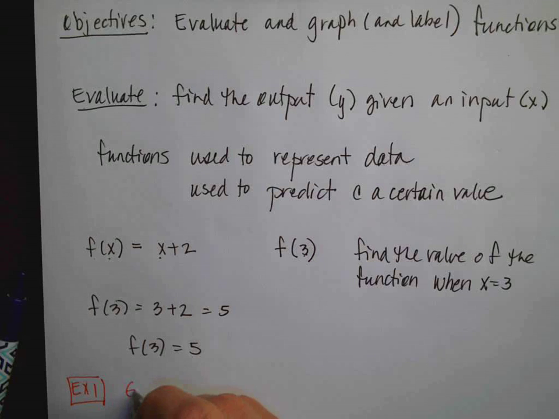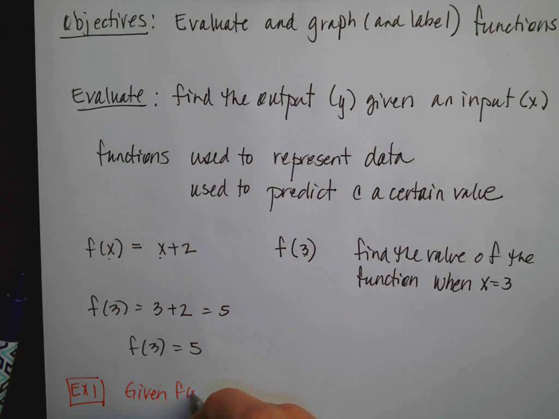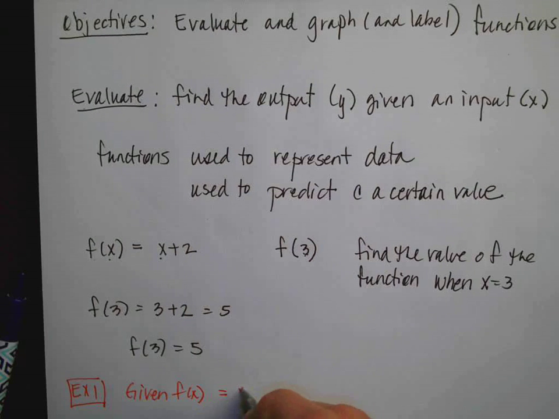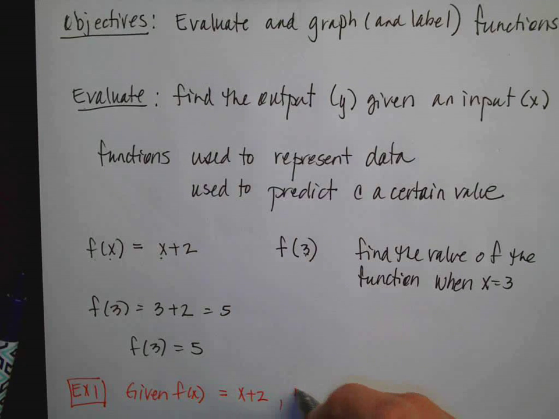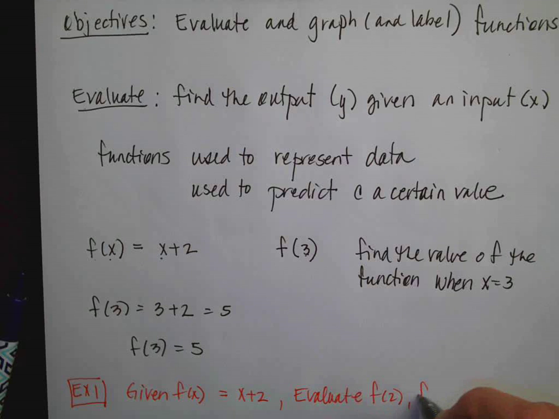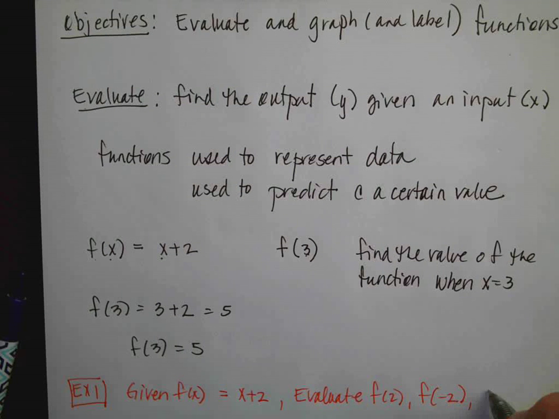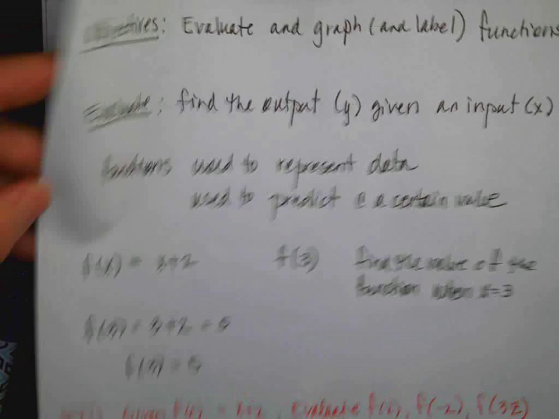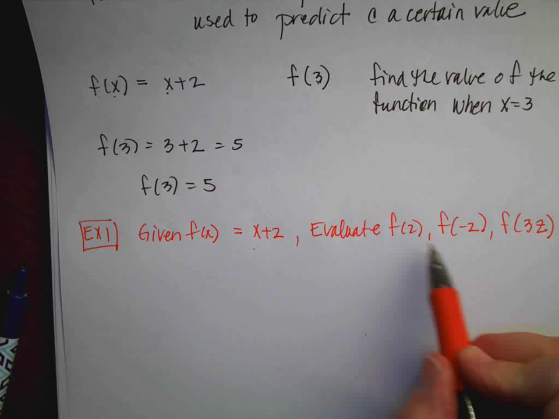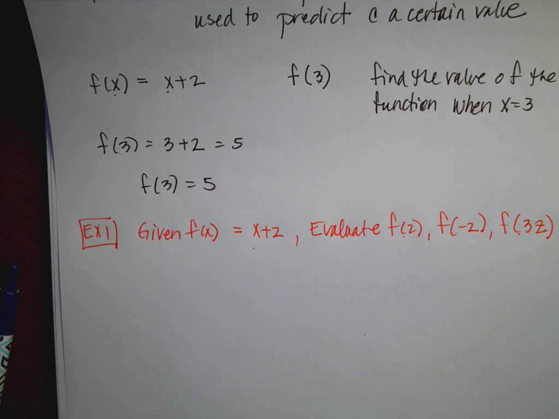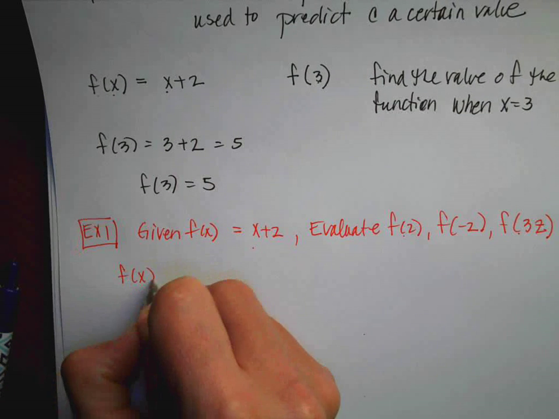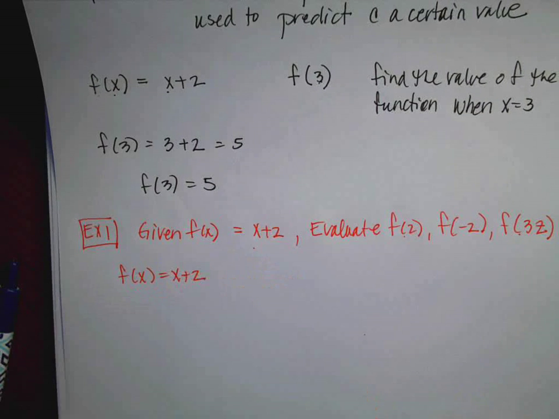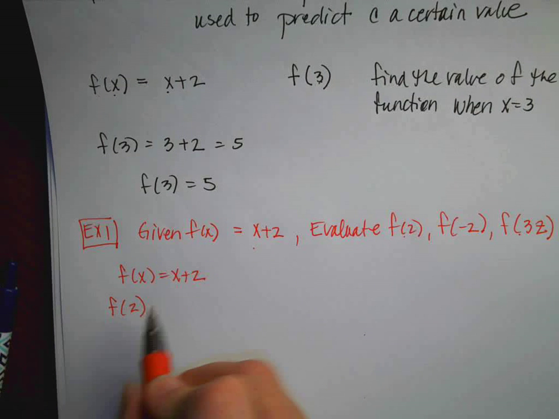Okay? So we're going to be given that f of x is equal to x plus 2, and I want to evaluate f of 2, f of a negative 2, and then f of 3z, just to get a little bit crazy. Okay? So this is my function, and I want to evaluate it in 3 different places. So I always write my function down when I start just because I'm a little bit anal and tend to write things more than I should.